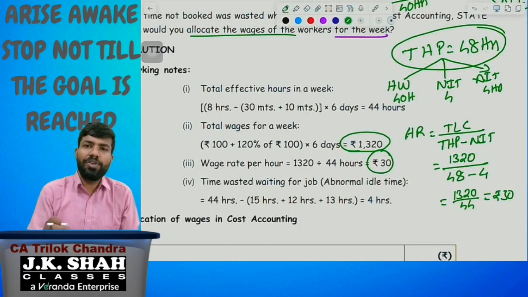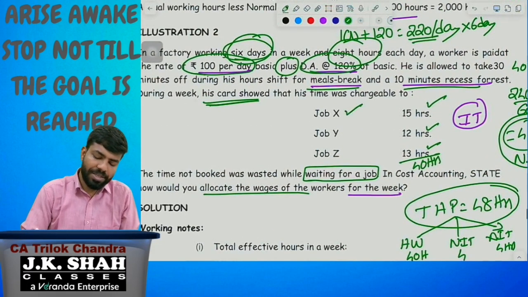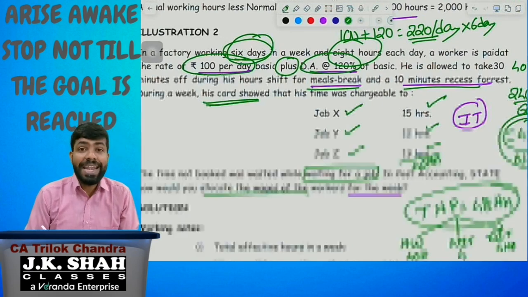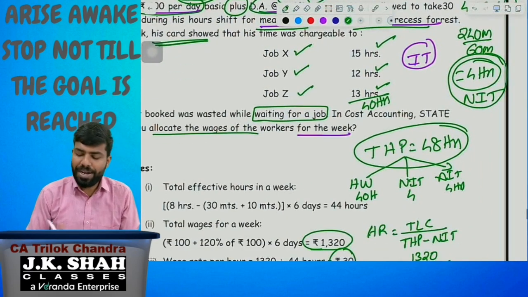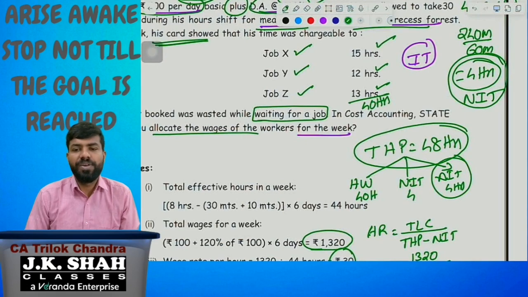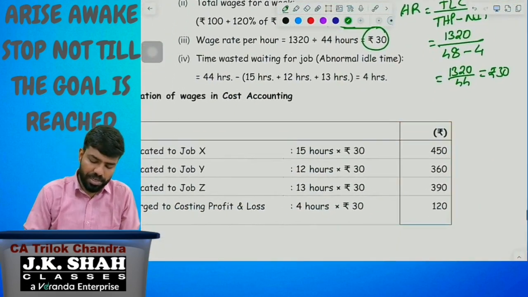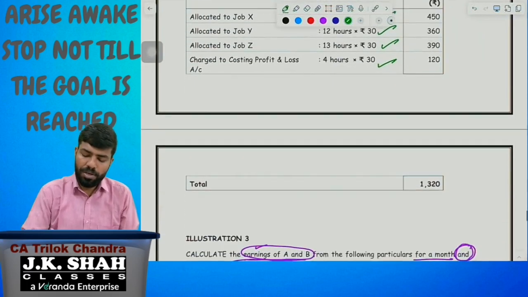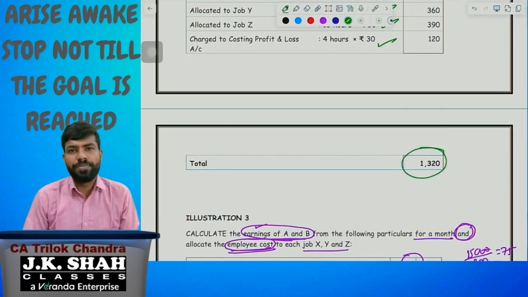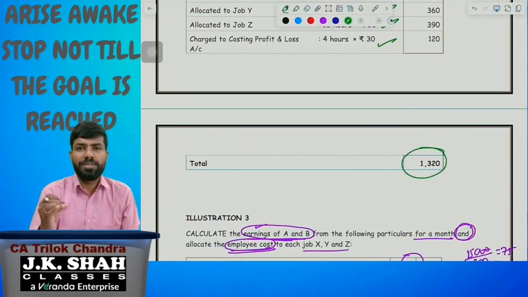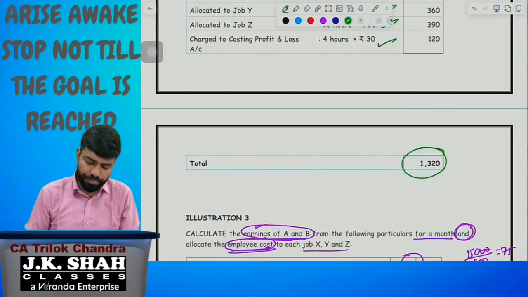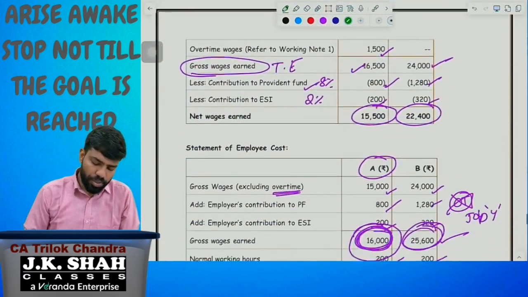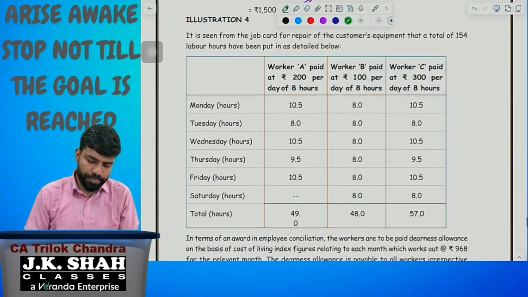Now, using this 30 rupees, we are going to charge to job X, job Y, job Z, and transfer the 4 hours to the P&L account. Look at the accounting here. Allocated to job X: 15 into 30, job Y: 12 into 30, job Z: 13 into 30. When it comes to charging to the P&L account, 4 into 30, so 120. Total amount accounted is 1320. All of you clear about this? Understanding? Okay, now look into question number 4.